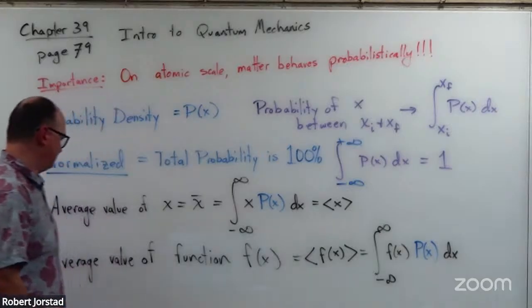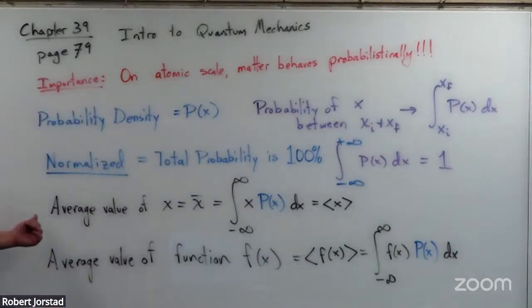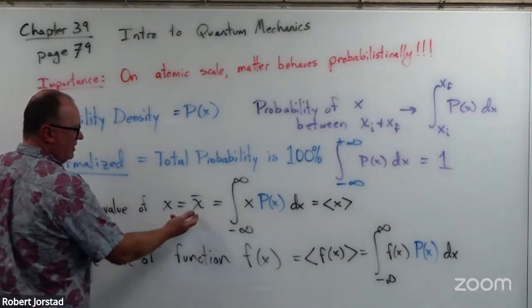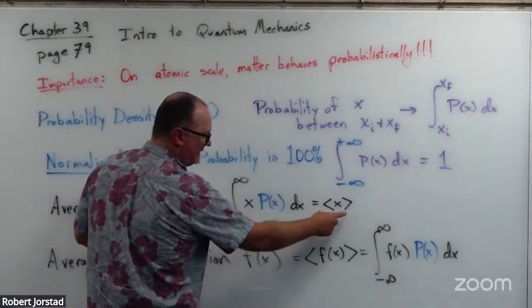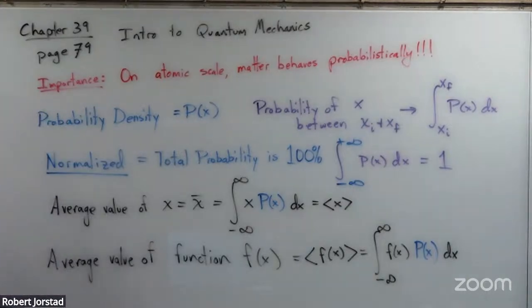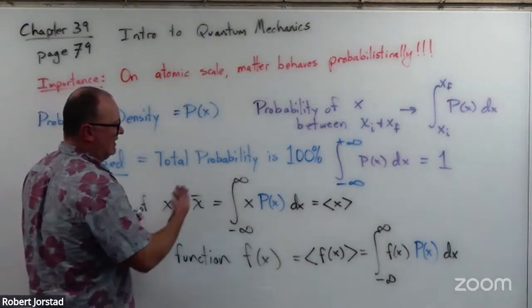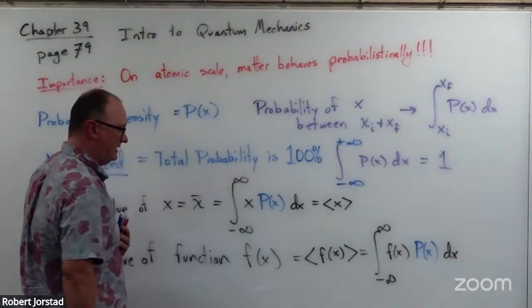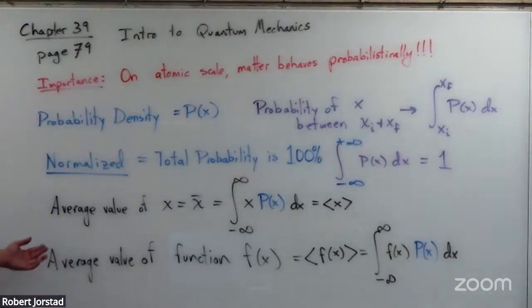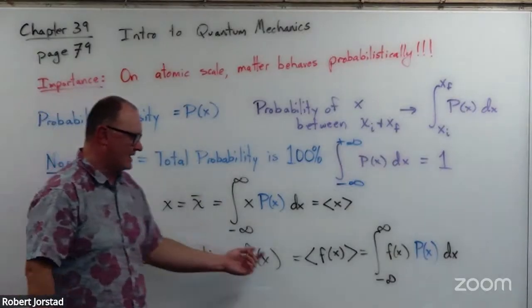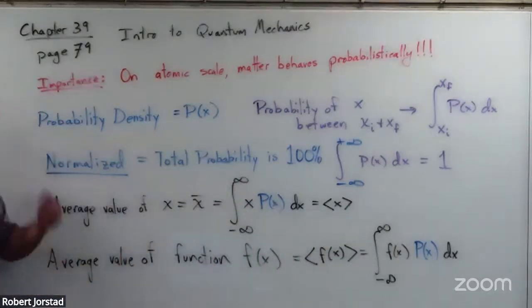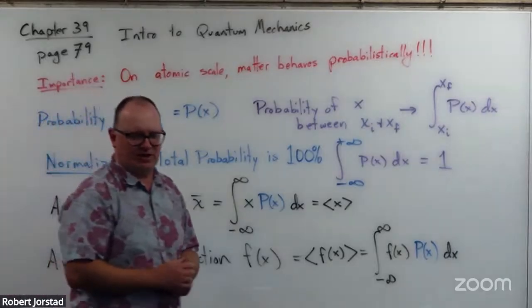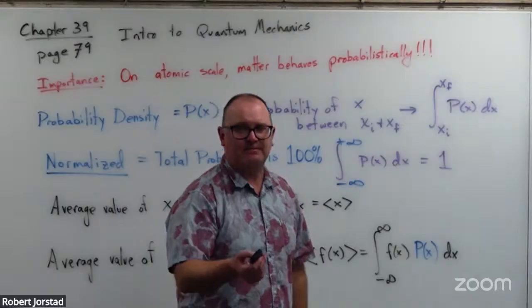More on that later. The average value of x, sometimes we call that x bar. In our new notation, we're going to use these brackets, the expectation value of x, okay? But that's just the integral of x times the probability distribution. You could actually put in a function of x in there and get the average over that function. So mathematically, that is how you do it. It's just a set of rules. Great. How is this going to change when we get into quantum mechanics?